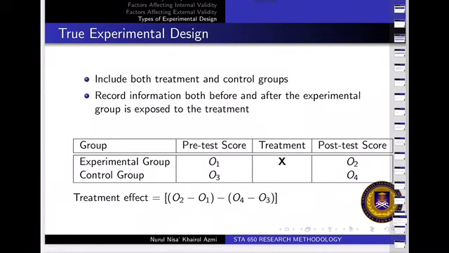So the good thing about the true experiment, we can see the effect before and after for each group, experiment and control group. And then we can see the true effect by computing the O2 minus O1 minus O4 minus O3. So this, you can see the interaction effect, because it measures the difference before and after, and then the difference between experimental and the control group.